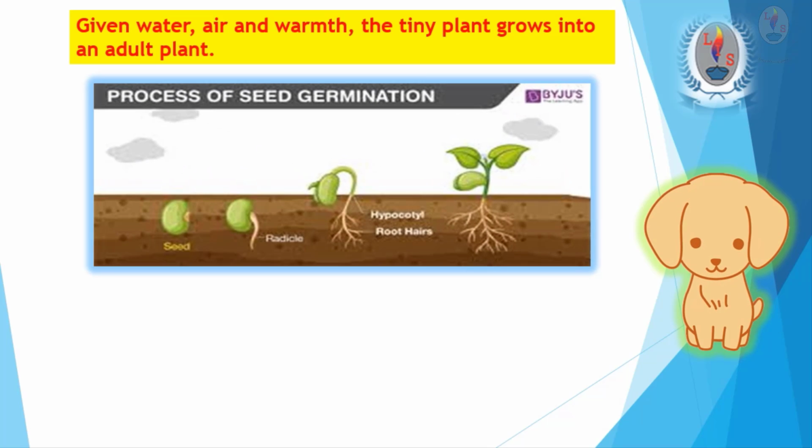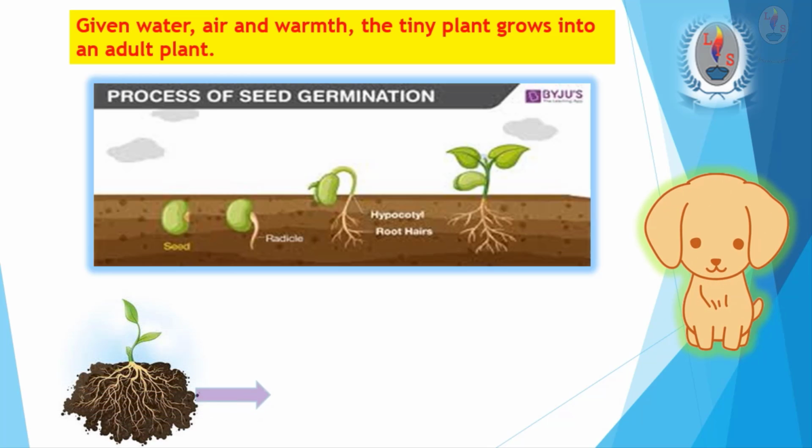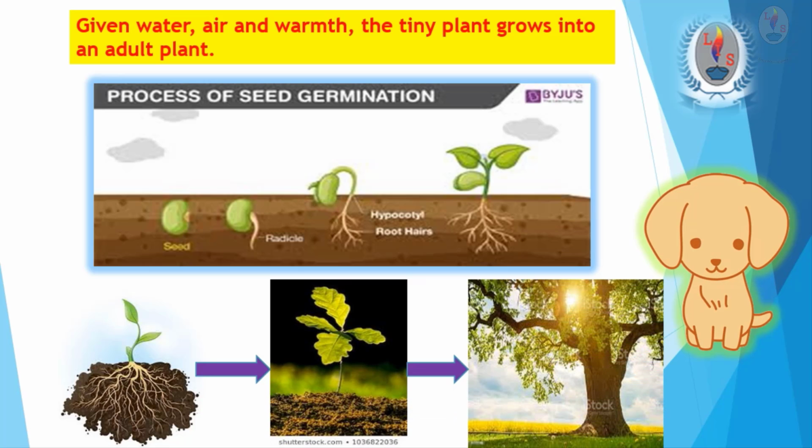Children, in this picture, you can see how a seed grows into an adult plant. Children, in this picture, you can see how a tiny plant grows into an adult plant. Children, now turn to page number 70. Plants are just like animals. Plants grow from young. Children, both animals and plants grow from young into adults.